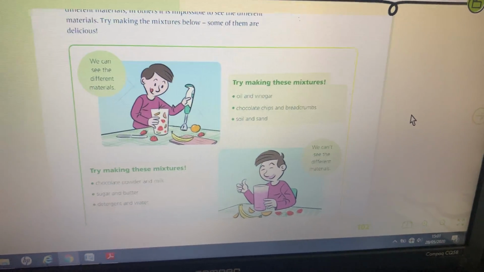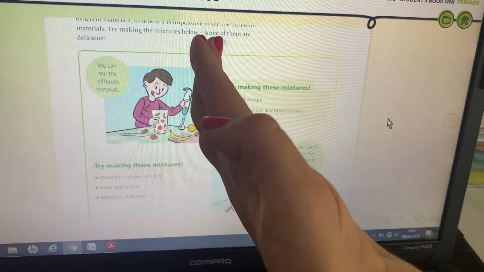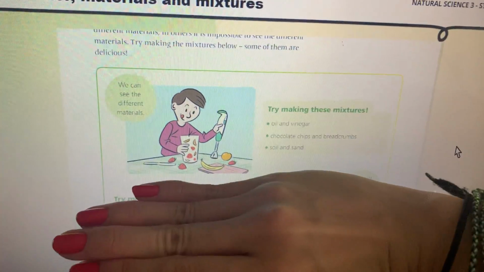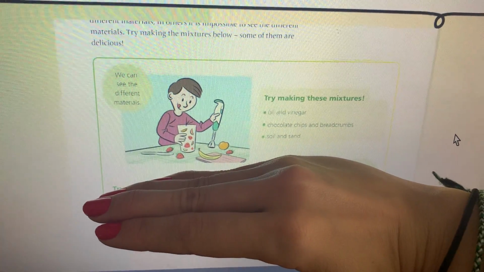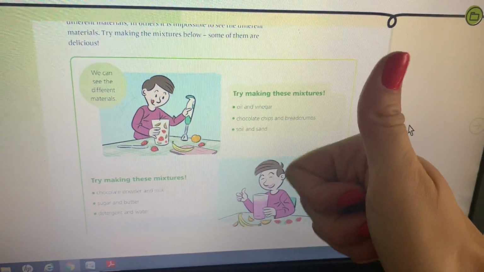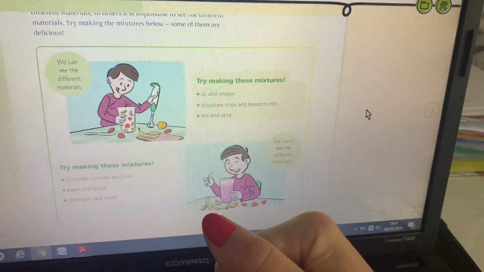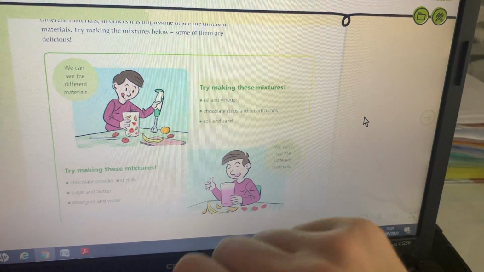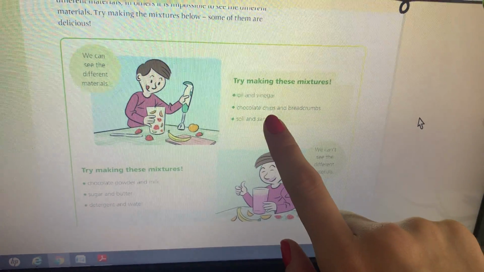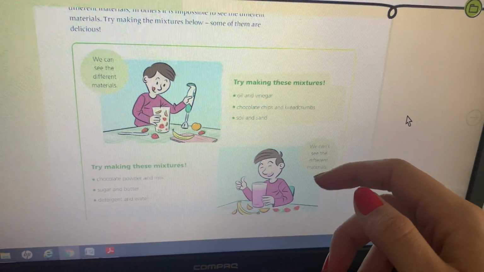In these ones, we can see the different materials. So, to make it clear, here we have something and it says we can see different materials. In oil and vinegar, you are going to see the different materials, yes. Chocolate chips and breadcrumbs, you can mix them, but you are always going to say breadcrumbs and chocolate chips. And if you mix soil and sand, it's the same.